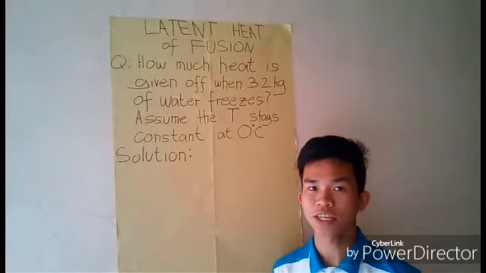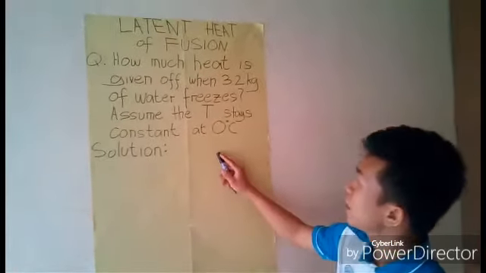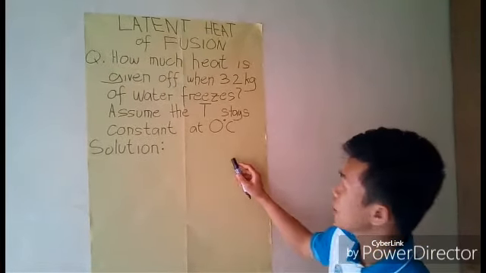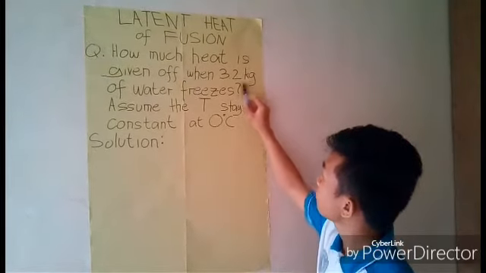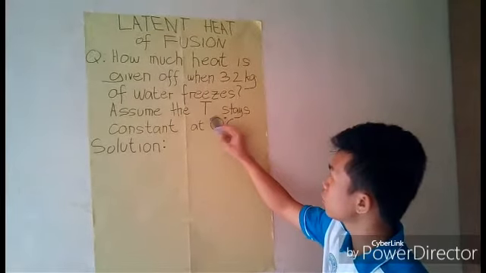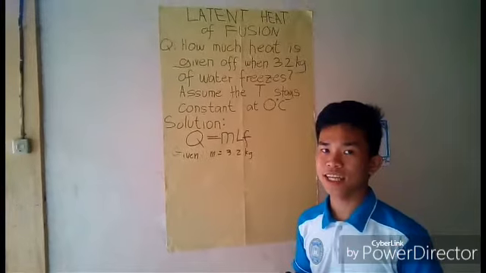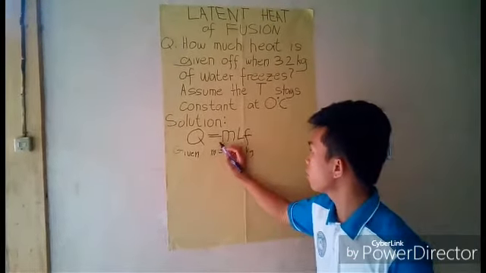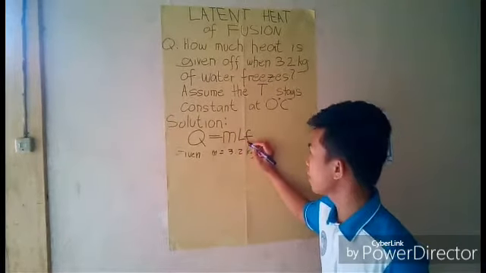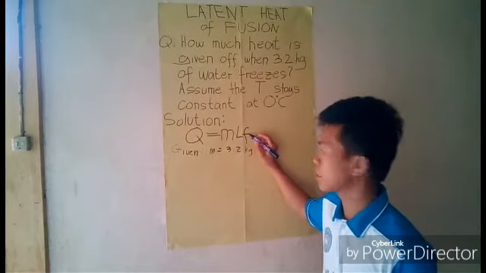Earlier, the concepts of phase change were discussed, and now let's do some computations. We have here a question about latent heat of fusion. How much heat is given off when 3.2 kilograms of water freezes? Assume that the temperature stays constant at 0 degrees Celsius. The formula for the latent heat of fusion is Q = mLf, where Q is the heat, m is the mass, and Lf is the latent heat of fusion, which is constant for a given substance.